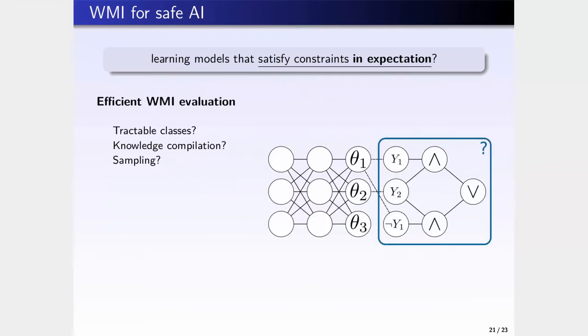Then, of course, the problem is computing this weighted model integral effectively, right? So we should now figure out whether we should target specific subclasses of a problem, whether to use knowledge compilation, or just give up on an exact solution and rely on sampling techniques. This also depends on the kind of constraints, of course, that we're interested in enforcing.